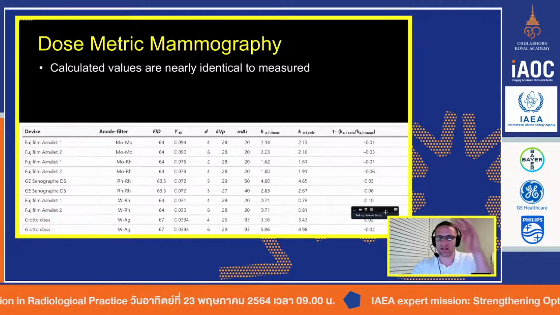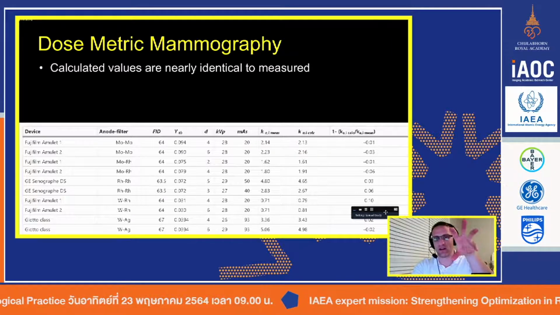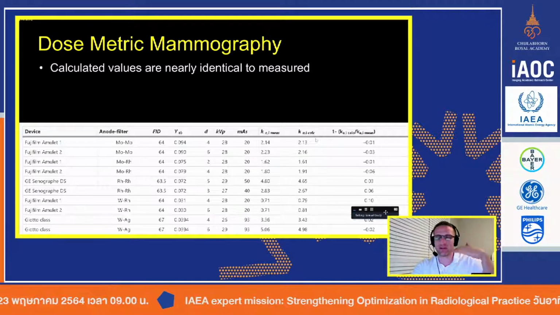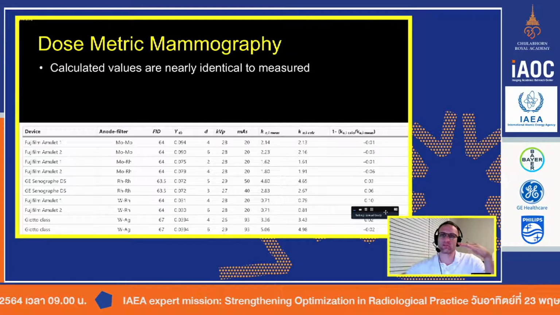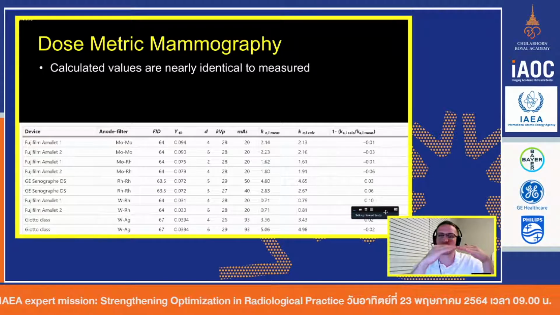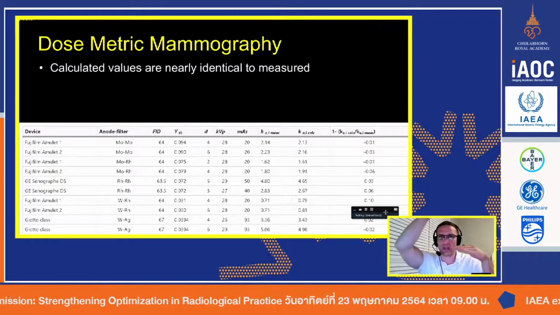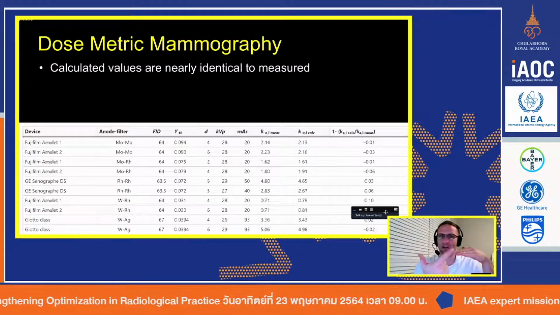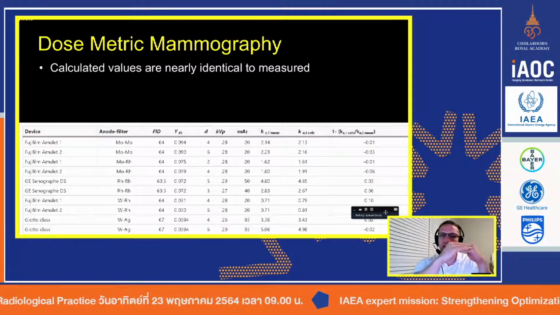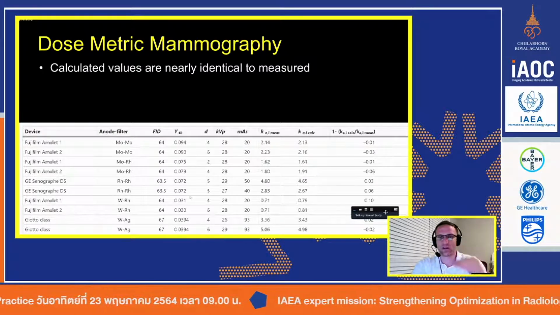But based on the values given in the metadata, we can calculate air kerma at the entrance point, because we know what the source to image distance is. We know how thick the breast is, so we know where we're measuring this in space, and we know what the output is based on kV and mA. So we can actually calculate the air kerma as it enters the breast.